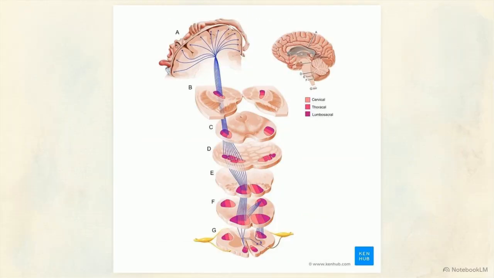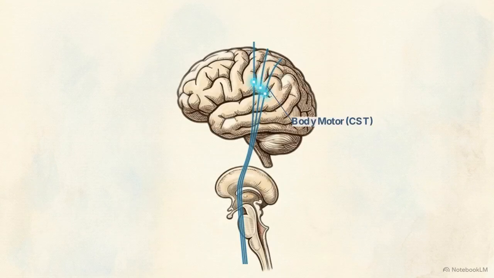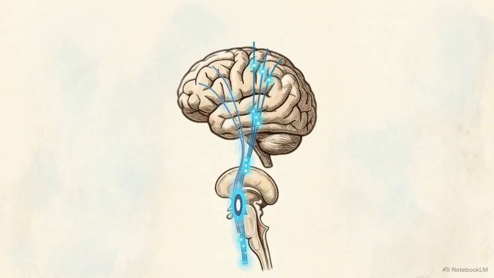Looking closely at this diagram of descending pathways, the corticospinal tract is visible in blue. This pathway carries the electrical commands for bodily movement from the brain down to the spine. Traveling parallel to it is the corticobulbar tract, which delivers the motor commands for facial expressions and speech. Notice how these motor highways converge into a tight, dense bundle as they pass through the midlevels.